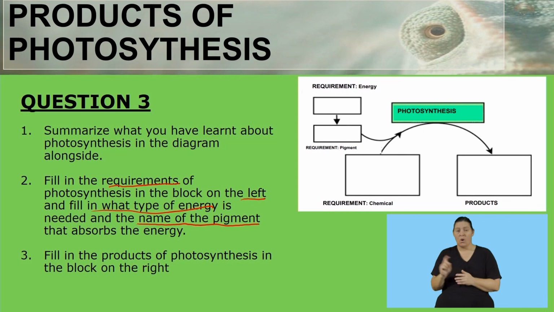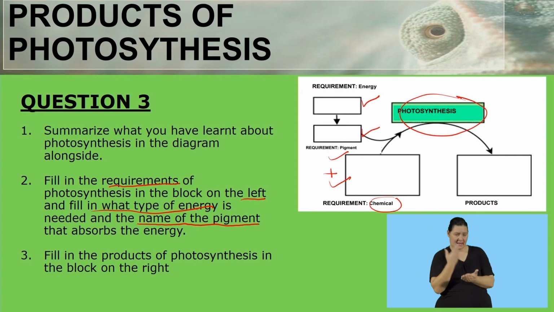So what you have to do now is fill in the products of photosynthesis in the block on the right. So you are going to quickly do that. Just guess what energy is required during photosynthesis, and which pigment absorbs that energy. And then what two things are being added here? What and what undergo a chemical reaction for photosynthesis to take place. And then I want you to give me the products here. Can you see it's products and not product? That means you have more than one thing that is being written on this block.